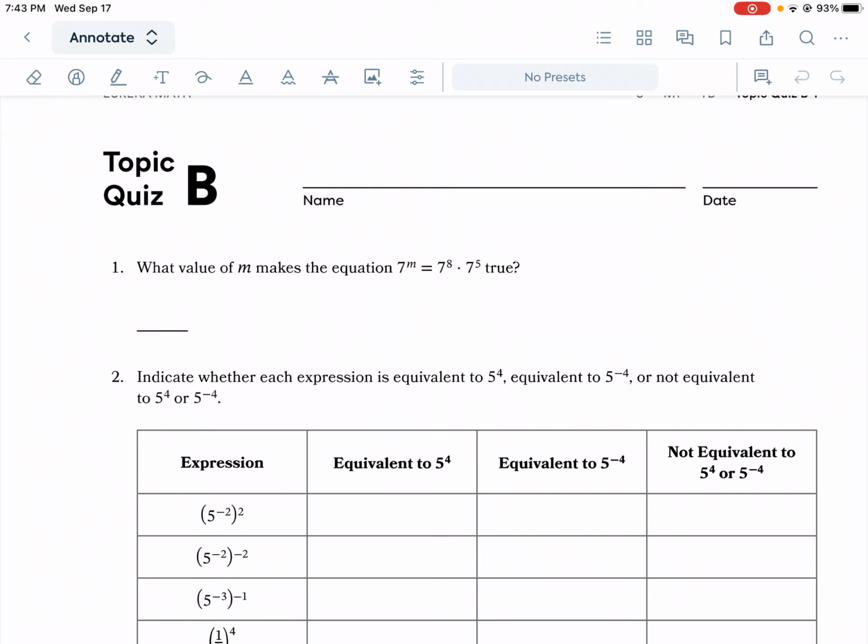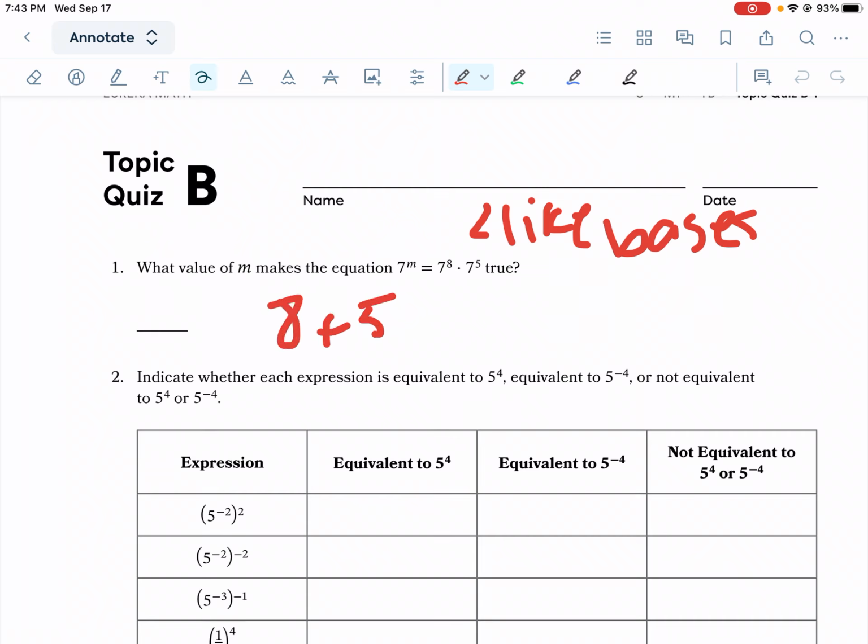For number 1, what value of m makes the equation 7^m equals 7^8 times 7^5 true? In this particular case, we have like bases. When you have like bases and you're multiplying, all you have to do is add your exponents together. That'll give us 8 plus 5, which equals 13. So your answer will be m equals 13, just like that. Or whatever variable it is that you're given.